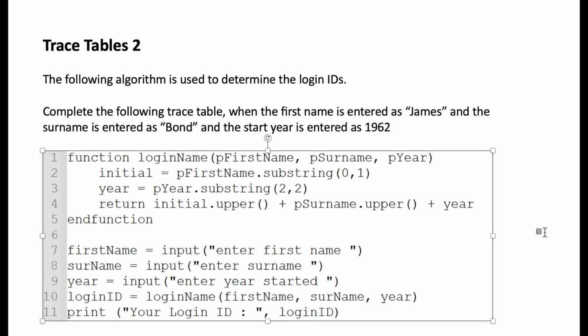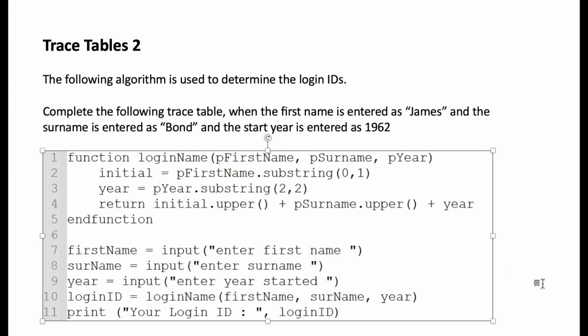That takes us on to the line 4 of the code, which asks us to take the uppercase of the initial, just in case it wasn't entered as an uppercase J, so that will ensure that it is an uppercase J, plus the uppercase of the surname, which is the entirety of the surname. So in this case, Bond, B-O-N-D, will all be in capitals, plus the year, which is the last two characters of the year, which is 62. So that's what will be returned from this function call.